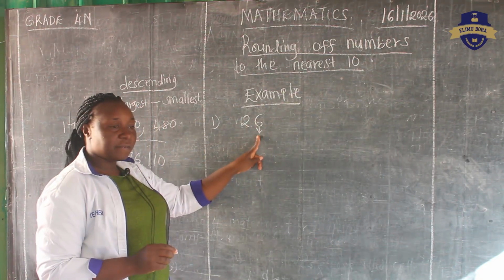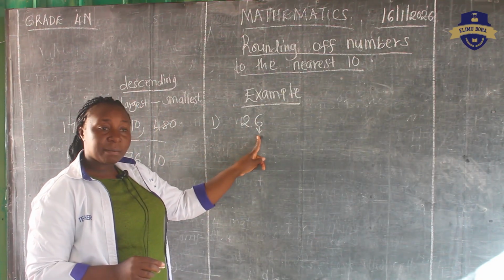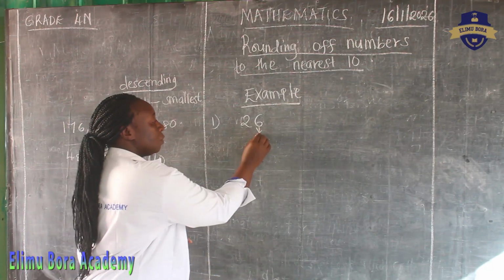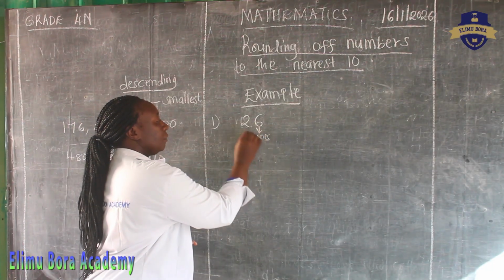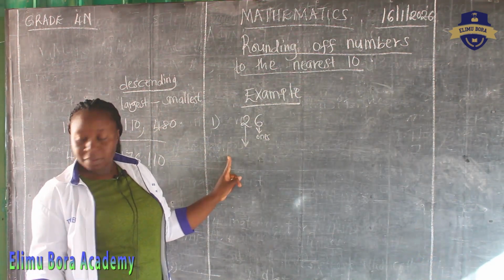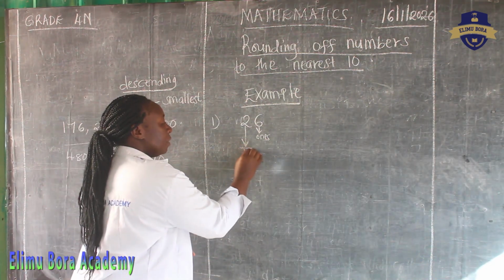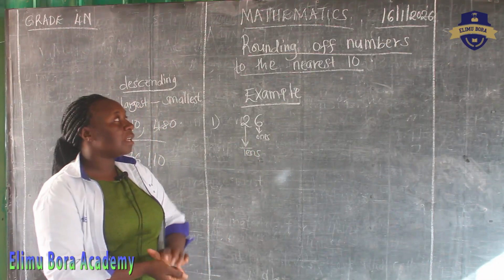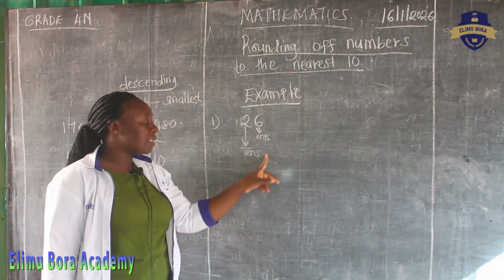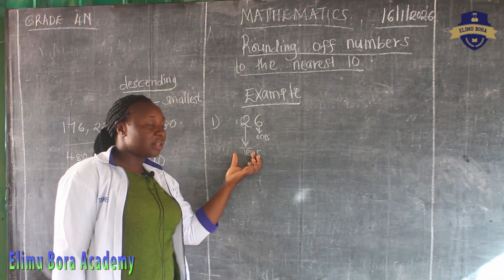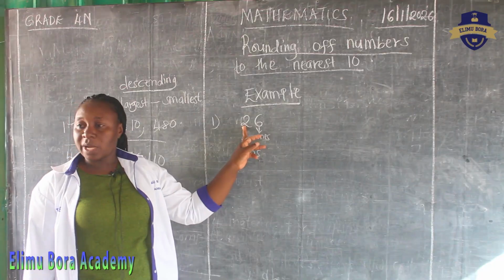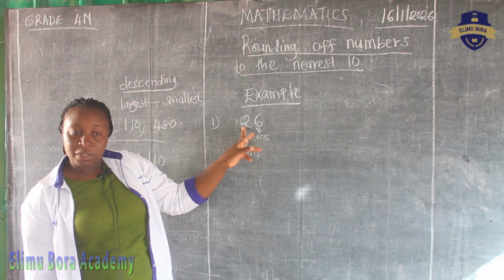What is the place value of digit 6? Yes, Odama? Ones. Very good. This is ones. Then what is the place value of digit 2? Yes? Tens. Very good. So our question is saying that we are rounding off to the nearest 10, and we have the ones here, then the tens is here. So it means we are going to round off digit 2.